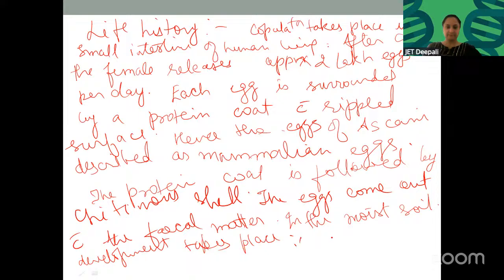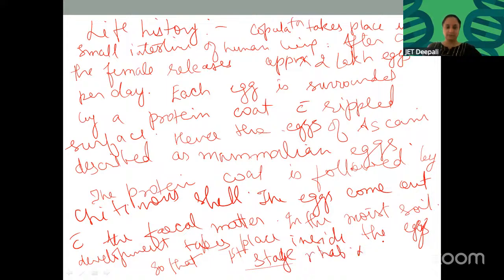Inside the eggs, the first stage rhabditiform larva is produced. It becomes the second stage rhabditiform larva, which is considered the stage infective to man. They reach the alimentary canal of man through contaminated food and water.